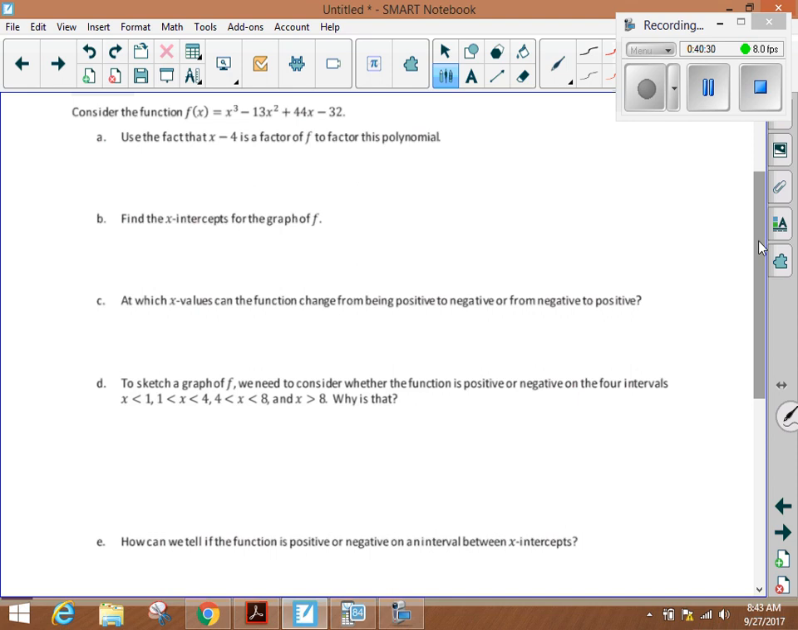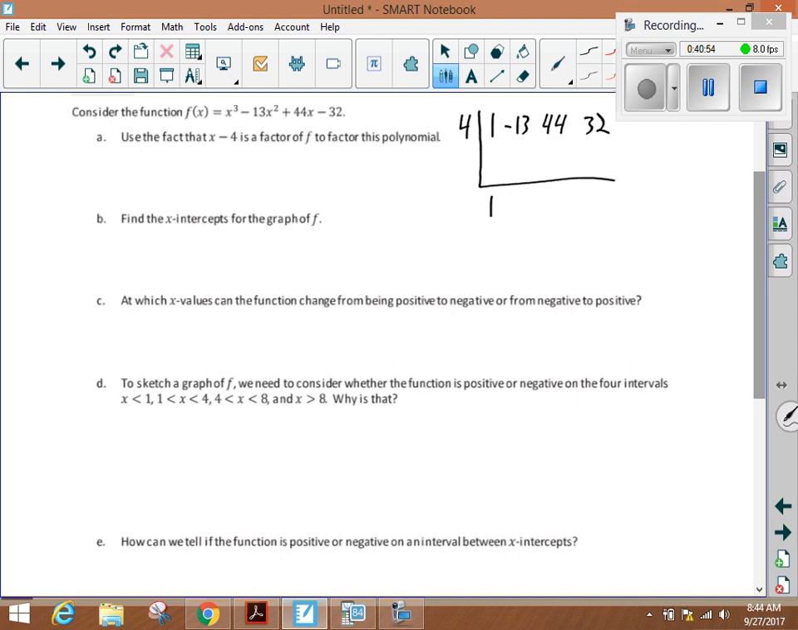So they haven't given us much room, have they? For dividing. But that's okay, because I'd like to use synthetic division. All right, so I'll put a 4 here. And then that's a 1, a negative 13, a 44, and a negative 32.